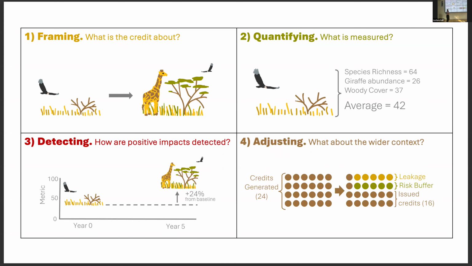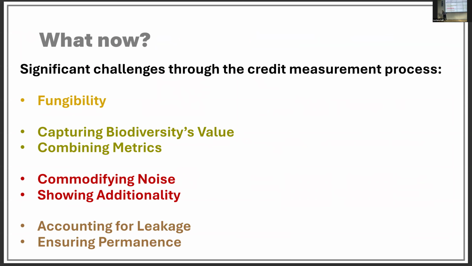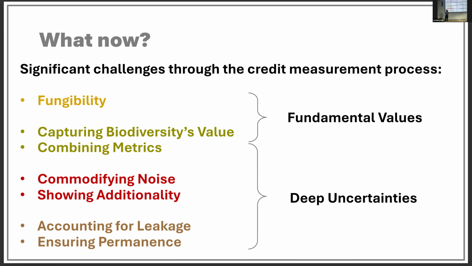Cool. So that's the general setup of biodiversity credits. And I hope I brought to your attention a number of really fundamental challenges that we're facing along the way with this process. Some of them, like fungibility and how we quantify nature's value, are really fundamental issues about how we think about biodiversity and why we care about it as human beings. And some of them are deep uncertainties in the way that we quantify biodiversity.